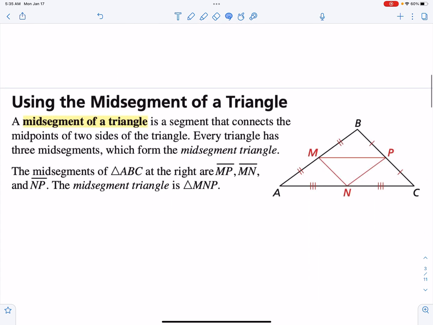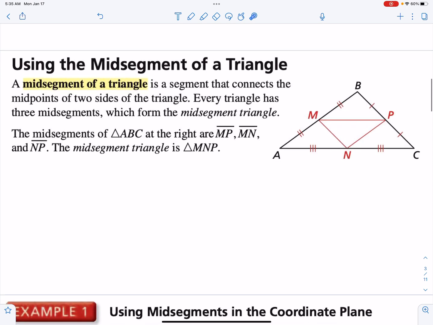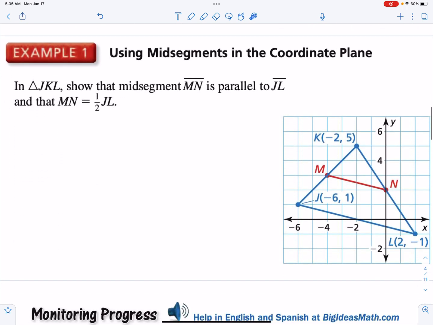First of all, the midsegment of a triangle connects the midpoints of two sides of the triangle. So every triangle has three midsegments. You can see there that MN, MP, and NP are all midsegments of that triangle because they're connecting the midpoints, and we have that notation on the triangle. The first thing we're going to do here is going to help us figure out what a midsegment is and what it gives us.